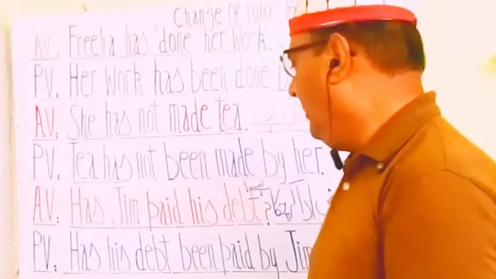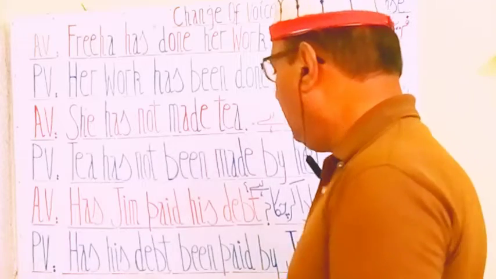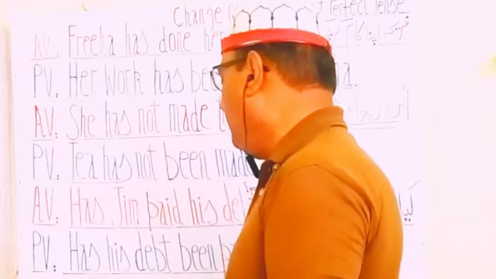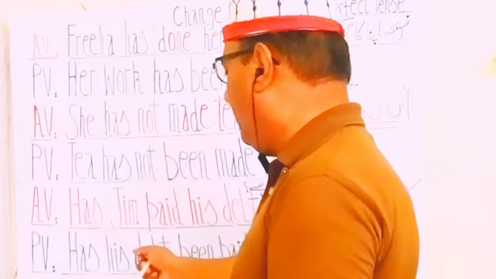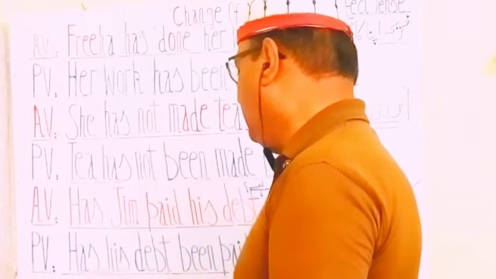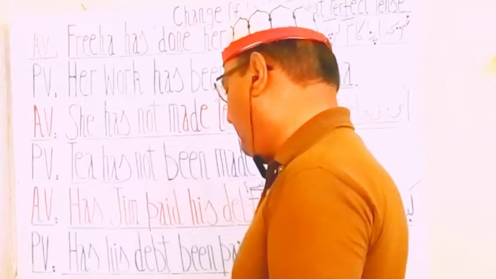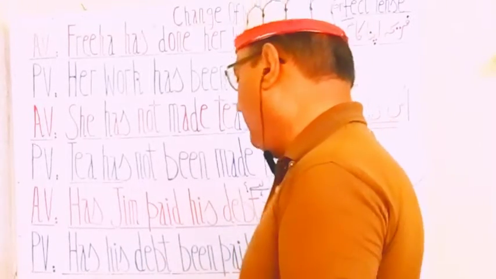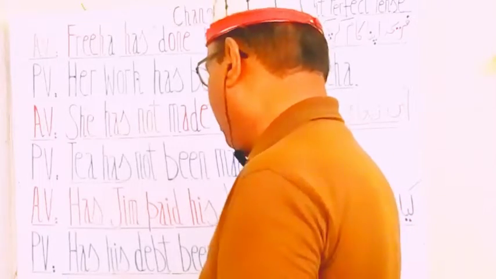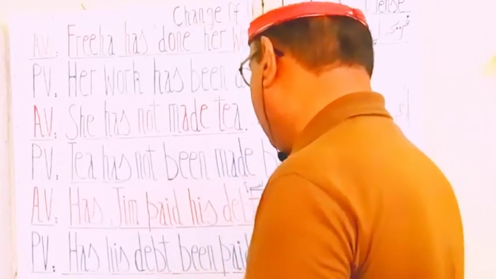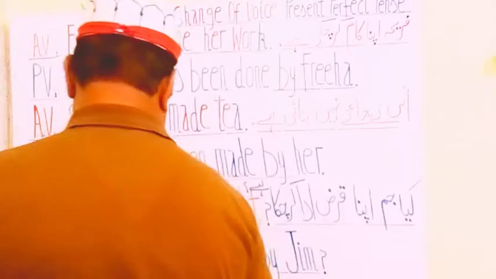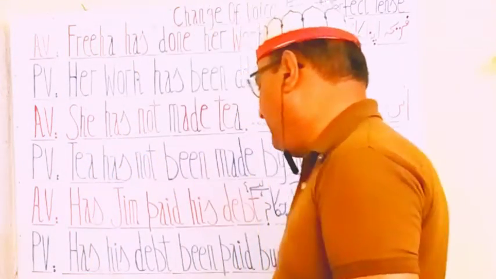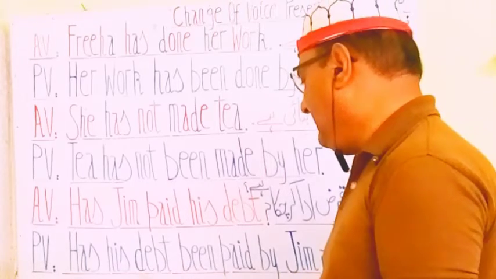Let's see up here, the passive. You see, has will stand as it is in a passive, as it was in active voice. So we will write first has, the helping verb, in the very first place, because this is an interrogative statement. After has we will write the subject, that is his debt. So his debt will stand here as a subject. Has his debt.